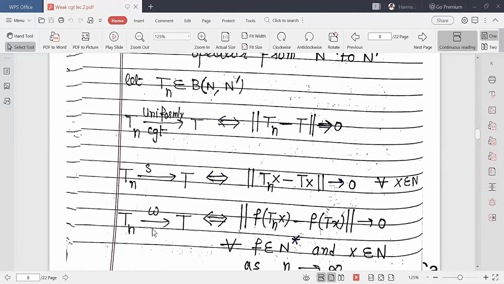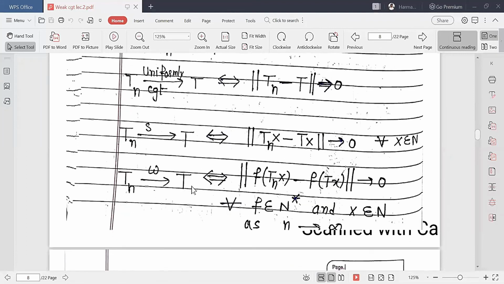Third, Tn is weakly convergent to T if the norm of f of Tnx minus f of Tx approaches 0, where f belongs to N star, the dual space of N. So f is a bounded linear functional and x belongs to N, x is some vector, as n approaches infinity. So compare these three definitions: one is uniform convergence, second is strong convergence, and third is weak convergence.